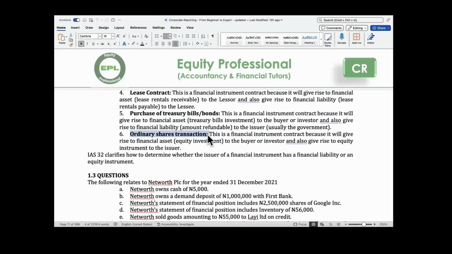Or ordinary share transaction. Most of us want to start a company. You must issue shares when you want to start a company. In this part of the world, it's very difficult to get capital. In the West, in the developed world, they have better access to capital. So you see people issuing shares. You see investors coming in through this type of transaction. It's a very, very good transaction.